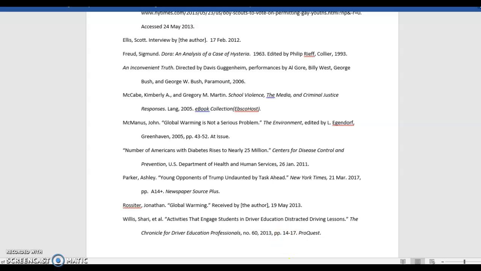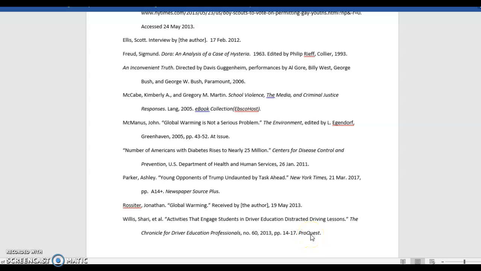Then I have the title. Again, please note the capitalization across the board, the use of quotation marks for the title of the article. The periodical, the Chronicle for Driver Education Professionals, which is italicized, comma, number 60, which is the issue number, excuse me, not edition, issue, my bad. The year of publication is 2013. The original page numbers are 14 through 17. In this case, we do know this for a fact. And then the database here is ProQuest, another one of our Mesa College databases, period there.